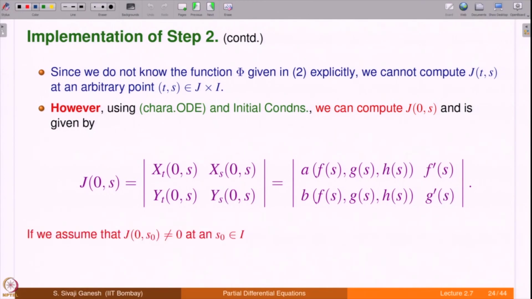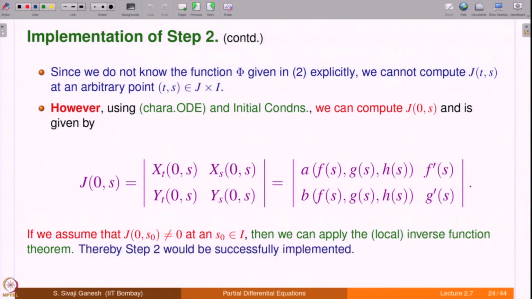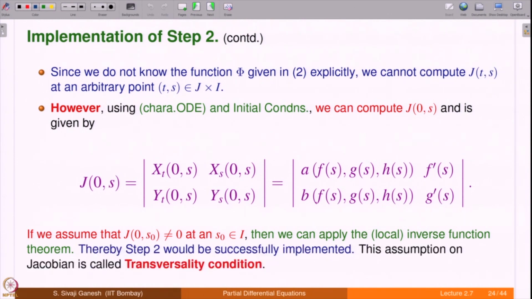So, we want this to be non-zero. So, if you assume that J of (0, s naught) is non-zero at a point s naught, then we can apply the inverse function theorem. I have written in the brackets 'local' because there is something else called the global inverse function theorem, but the usual inverse function theorem is a local inverse function theorem. Thereby step 2 will be successfully implemented.